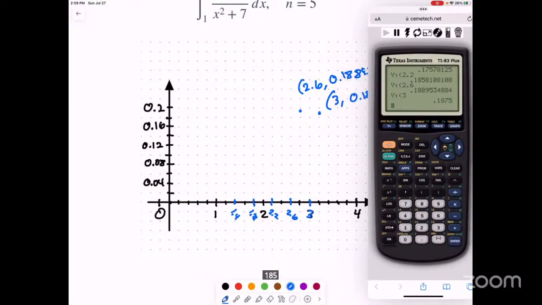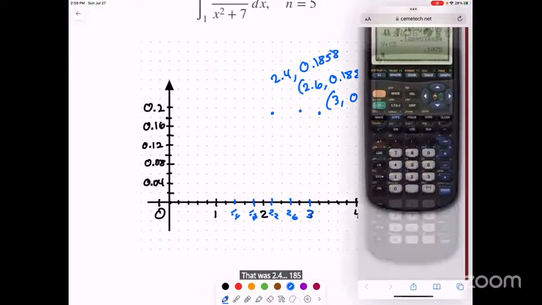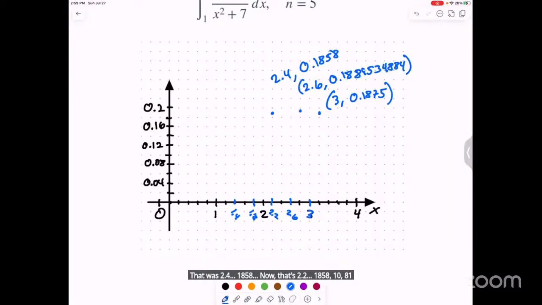0.1858. So this point, 0.1858, so it's lower. 0.1858 is here. That was 2.4. 0.1858. That's 2.2. 0.1858. Okay, let me change that 4 to a 2. Okay, we probably could put this in the table, but let me just kind of go with this for now.